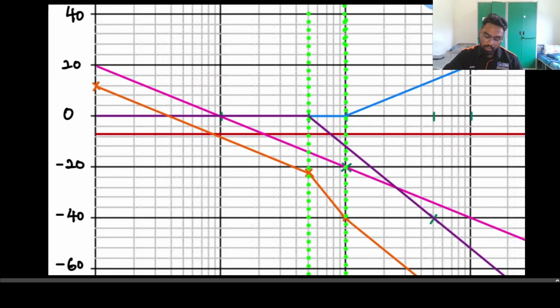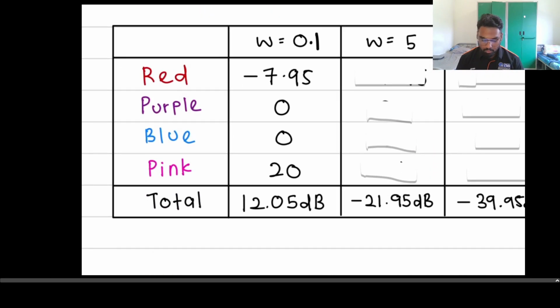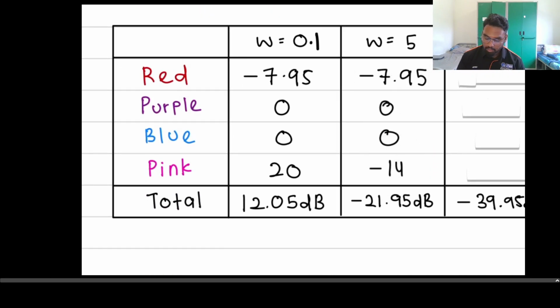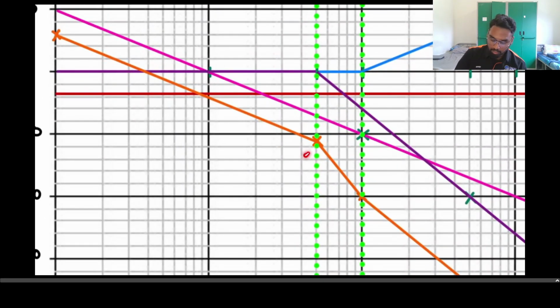Let's go ahead and see how many lines are intersecting the line. We have a blue line, we have a purple line, which will give 0 values, and the red is intersecting at negative 7.96, and the pink is around negative 14. If you put all the values in this table and do the process of addition, you will get the value of negative 21.95 decibels. Let's go ahead and plot it.